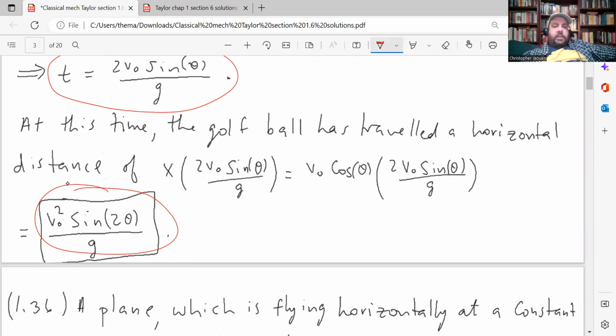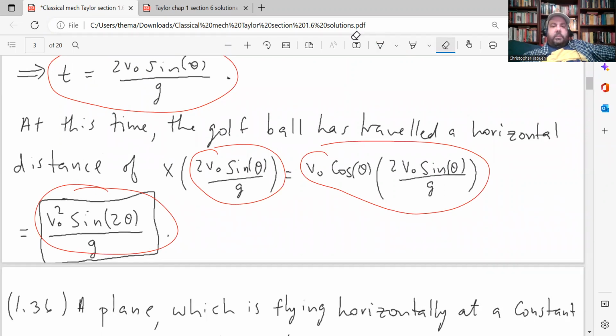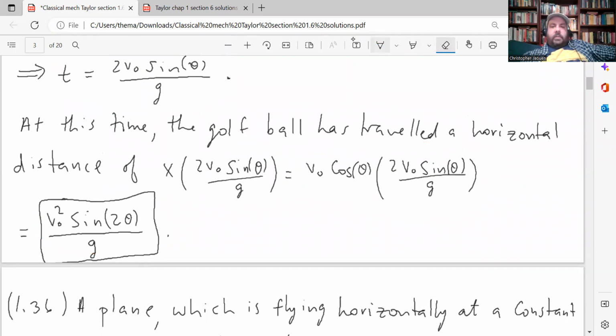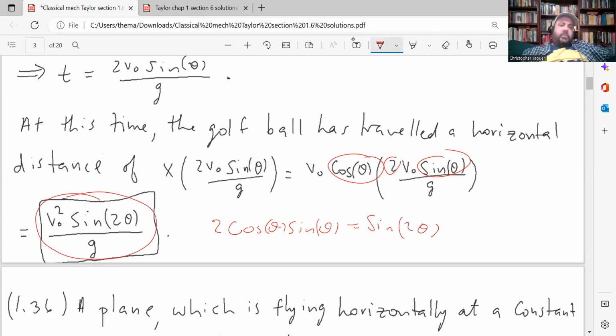So in other words, you take the x component of the position, plug in that t value for that function, and that gives you this expression here, which I just simplified using a trig identity. 2 sine theta cosine theta, if you remember from trigonometry, is equal to sine 2 theta. So I just rewrote it that way to make it look nicer. So you get v0 squared sine 2 theta over g. That's the horizontal distance that it travels.